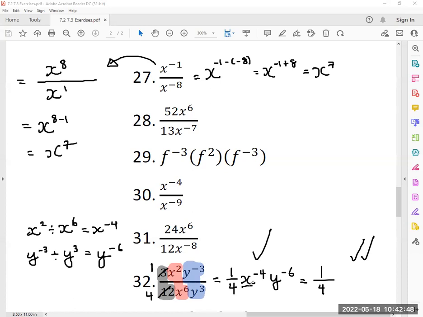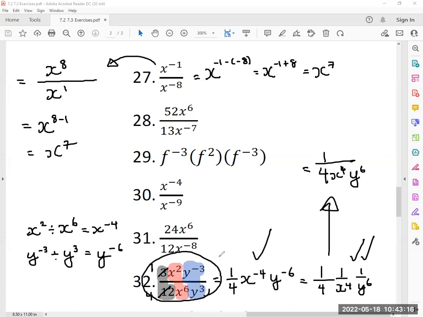X is right now a whole number. It's like that. 1 over x to the power of 4. And the y? 1 over y to the power of 6. And if I put that together, sorry for running out of space, it's 1 over 4 x to the power of 4, y to the power of 6. So again, the question is, do you want to deal with something as complex as that, or would you rather have it simplified? That's why we're learning all this.